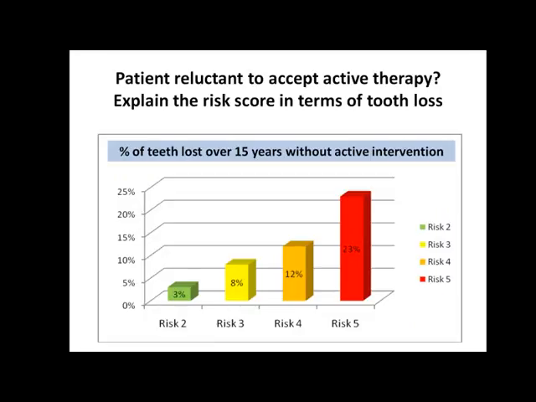Sometimes it's helpful to show a reluctant patient how their Provisor risk score may translate into tooth loss if the recommended active therapy isn't accepted. Data published in 2003 quantifies the relationship between tooth loss rates and Provisor risk scores when no active perio therapy is done. Based on this research, even a low Provisor risk of 2 will result in a loss of 3% of total dentition unless active therapy is accepted. With a very high Provisor risk of 5, fully 23% of teeth were lost over 15 years when patients with periodontitis did not receive active therapy.